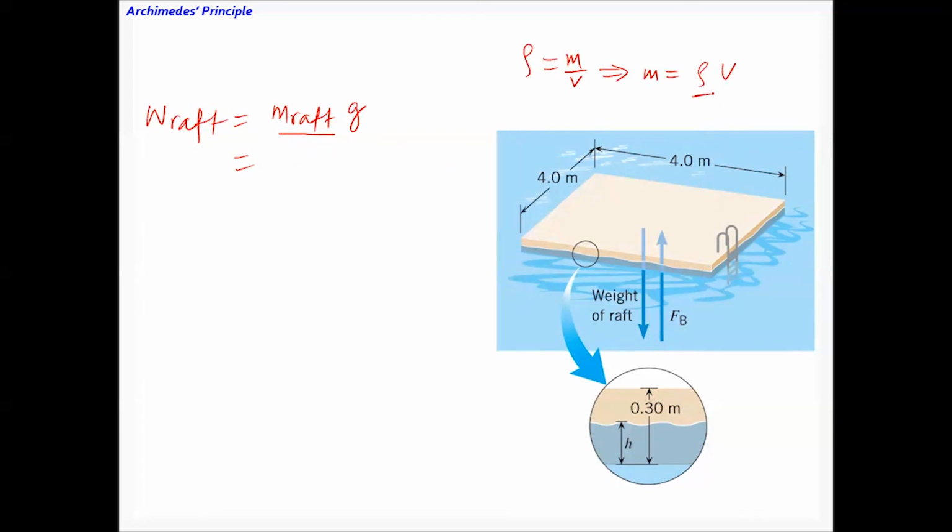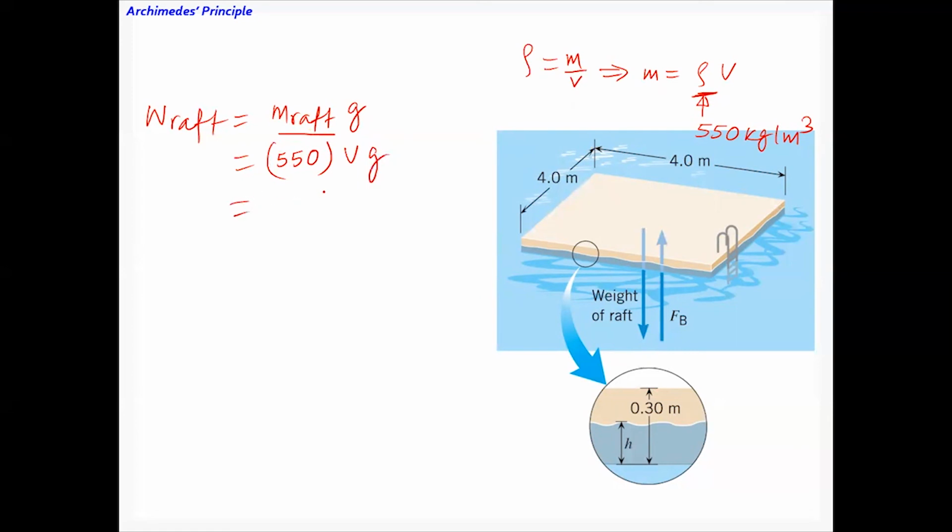So you know the rho of the raft, which is pine, right? So the raft is made of pine. The rho of pine will be provided in the test, which is 550 kilogram per meter cubed. Okay, so let's plug this in here. So rho times V times g, right? 550, then V, then g.